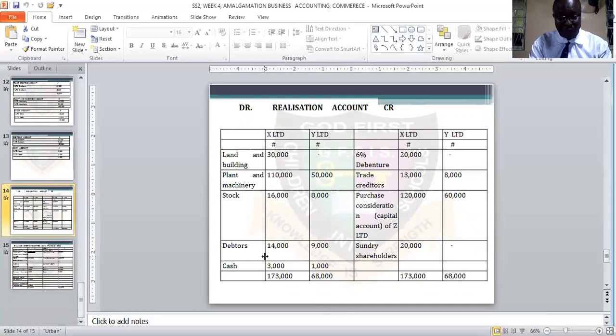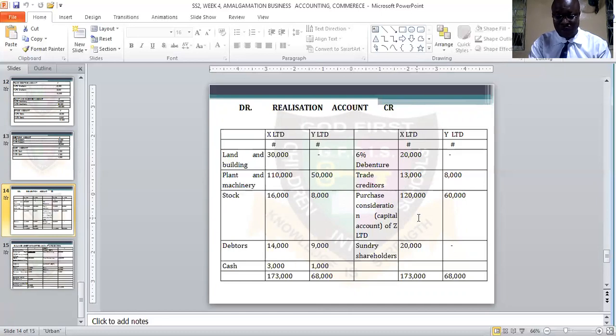Then we also have cash. The cash is 3,000 naira for S, then Y is 1,000 naira. Then we go to the liability side. That is 6% debenture, 20,000. Nothing, we don't have anything for Y limited for the debenture. So trade creditors, we have 13,000 naira for S limited, and Y limited is 8,000 naira.